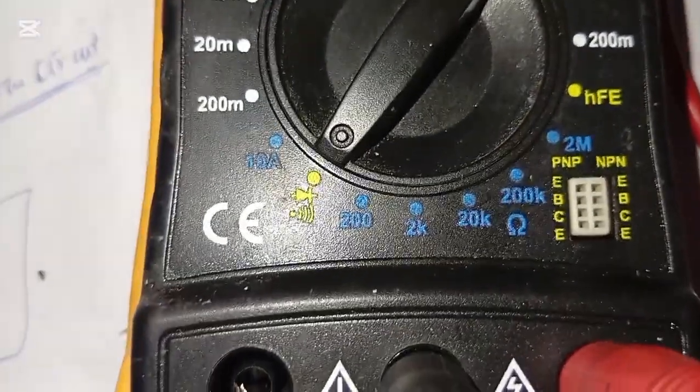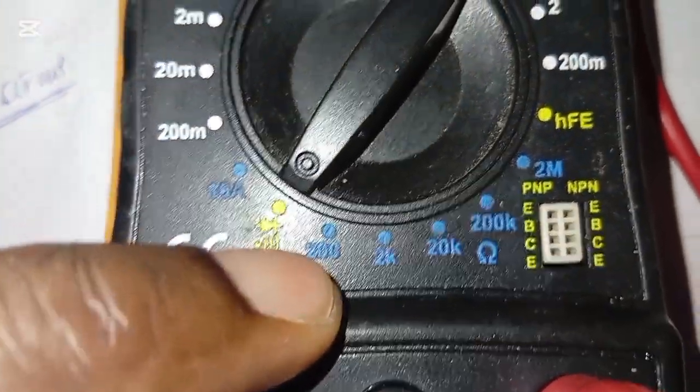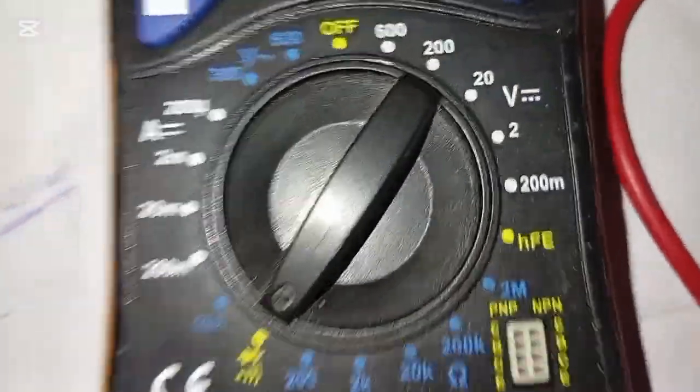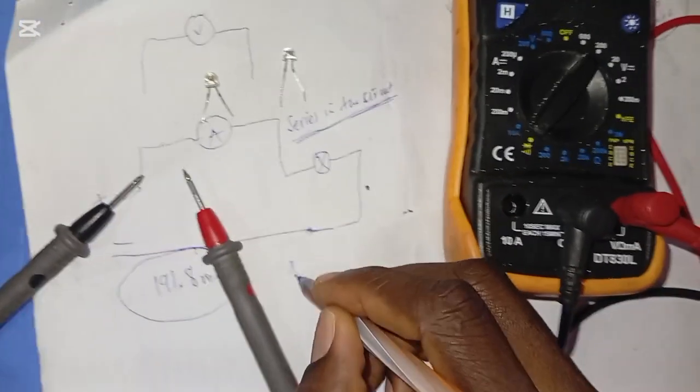It will provide you the two readings. It will measure for you continuity, and it will test for you a diode. Okay? So let's see how we are going to test a diode. A diode has two terminals. We have anode and cathode.